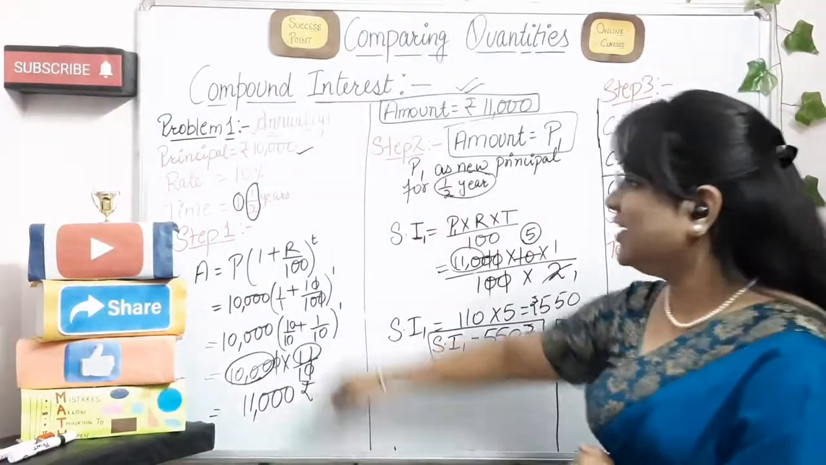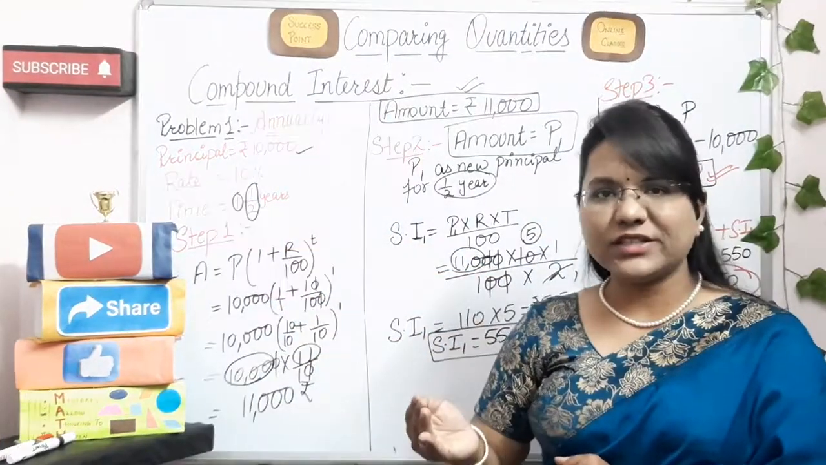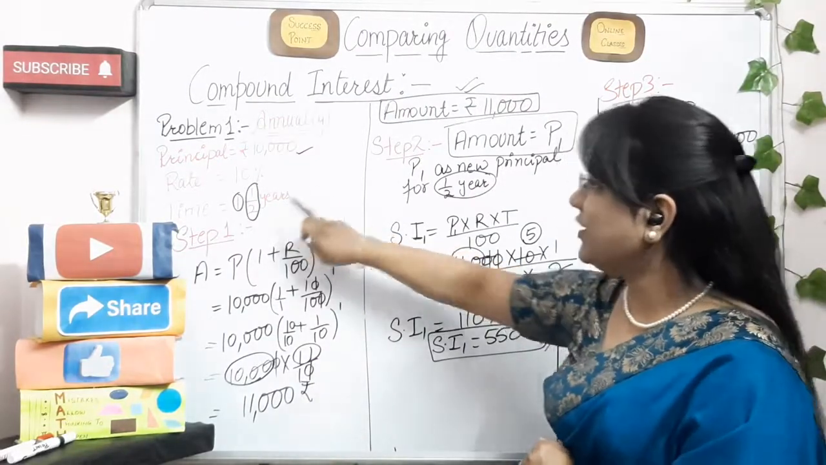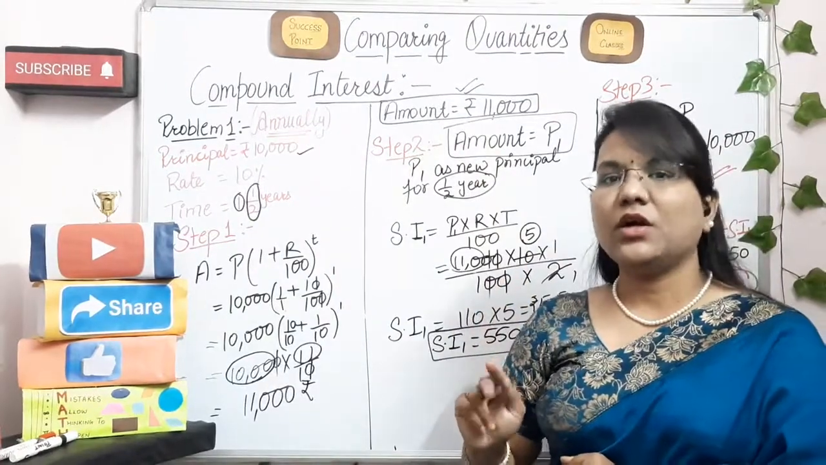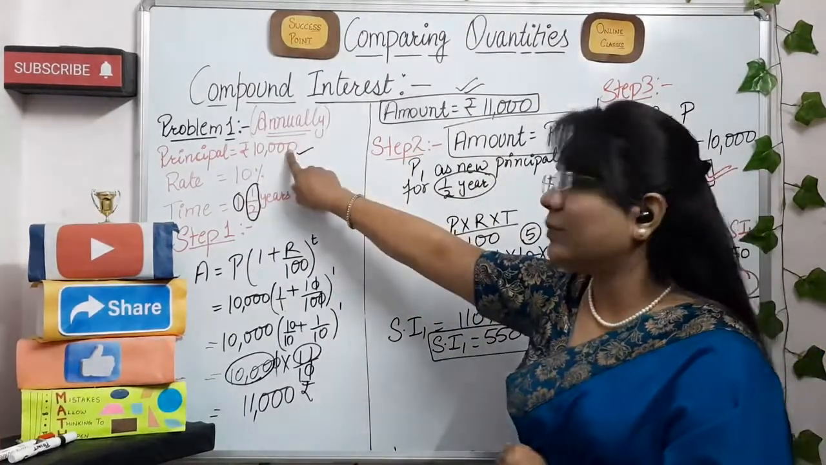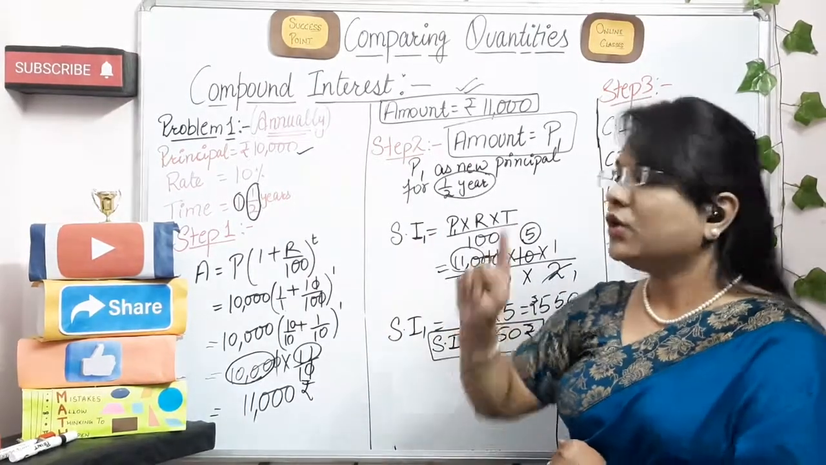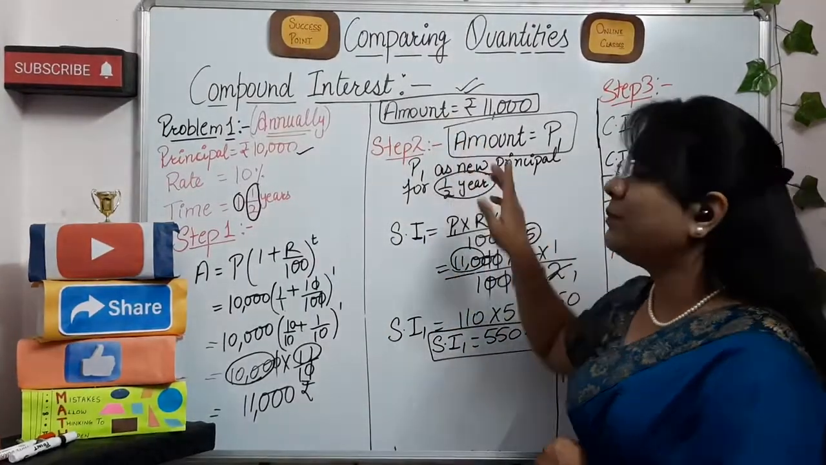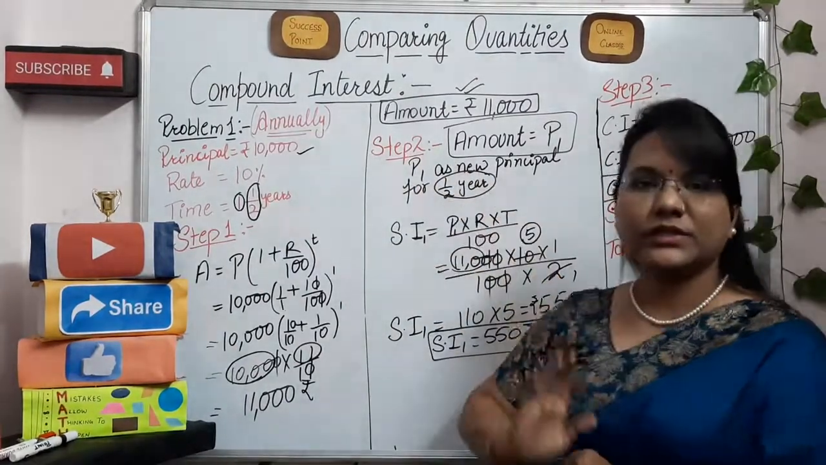So let's revise. For the first year, we just solve using the normal compound interest formula. For the remaining half year, we are using our amount as a principal. We should not use our old principal, that is 10,000 that you deposited in the bank. No, you have to use your amount as a principal. That's why we wrote P1 as a new principal.